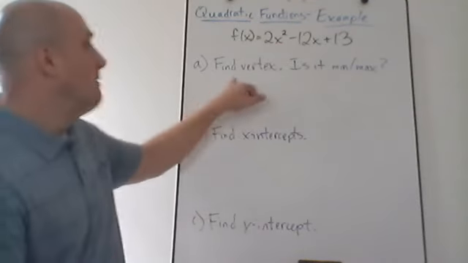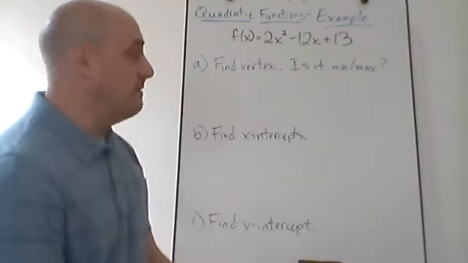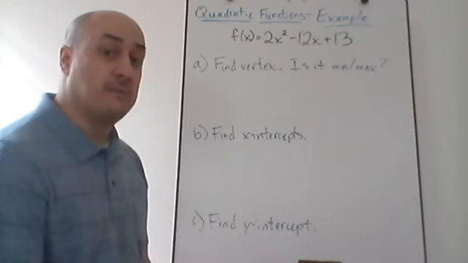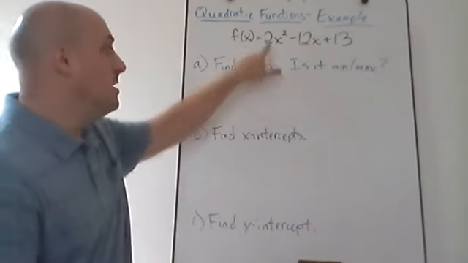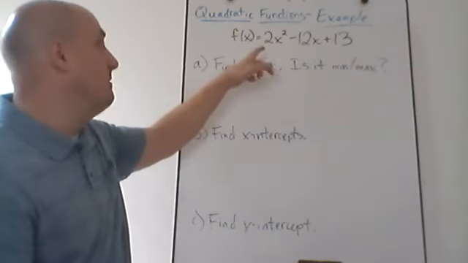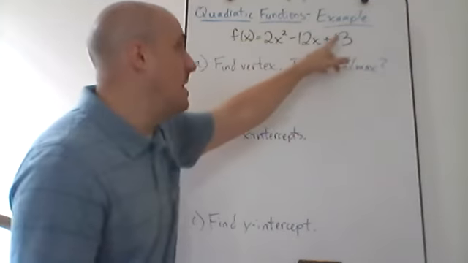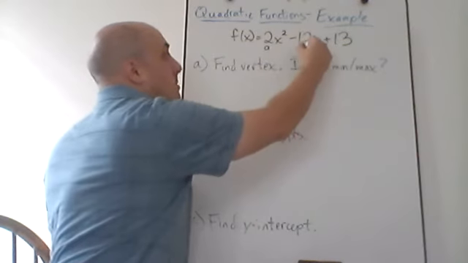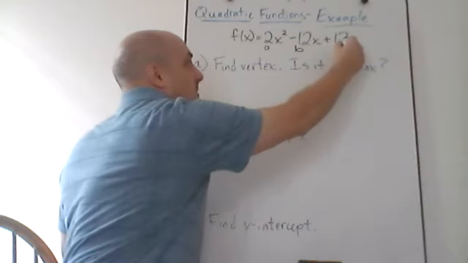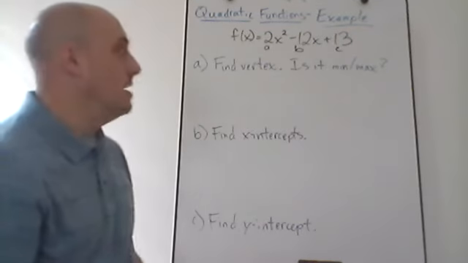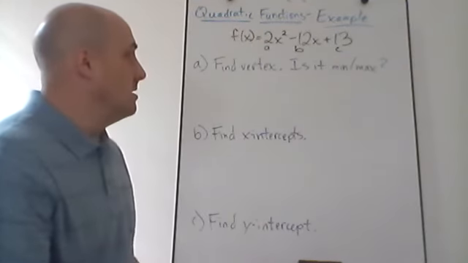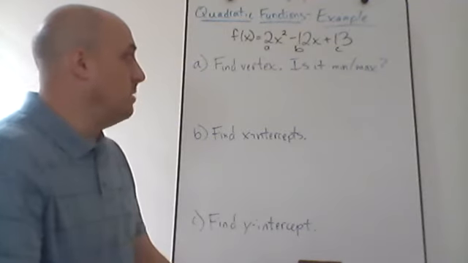All right, so first up, finding the vertex of this quadratic function. The first thing to do is recognize which form you have for your quadratic function, because like I said, there are two different forms. This one is what we call the standard form, which is f of x equals ax squared plus bx plus c. So my a is the 2, my b is that negative 12, and my c is the 13. So it's 2x squared minus 12x plus 13.